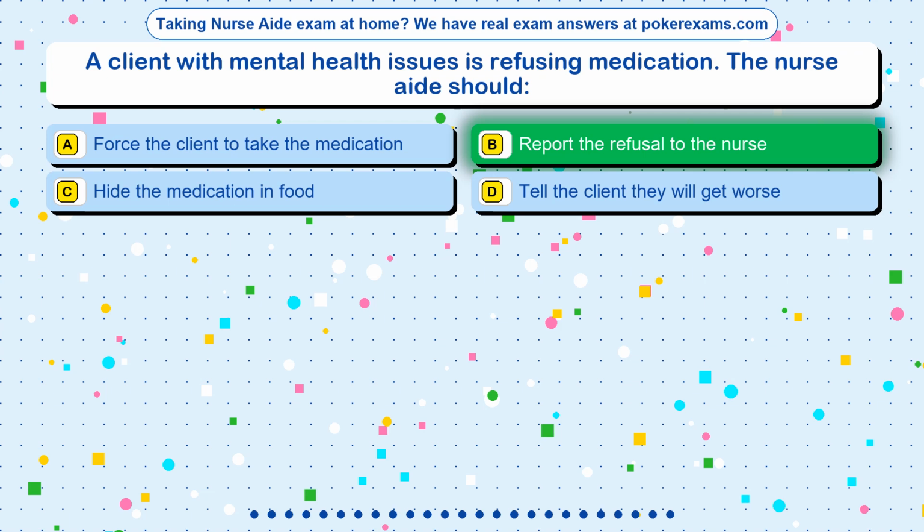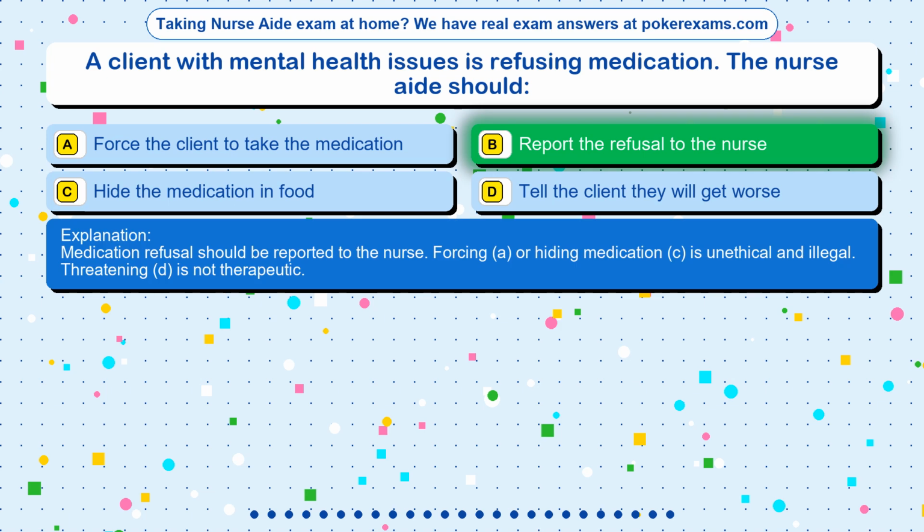The correct answer is option B. Report the refusal to the nurse. Medication refusal should be reported to the nurse. Forcing, A, or hiding medication, C, is unethical and illegal. Threatening, D, is not therapeutic.